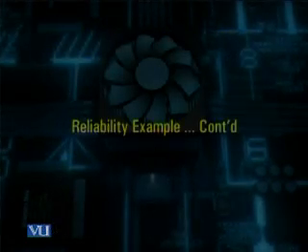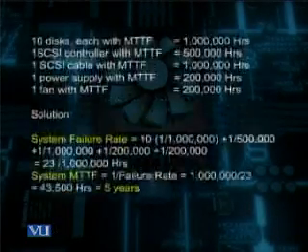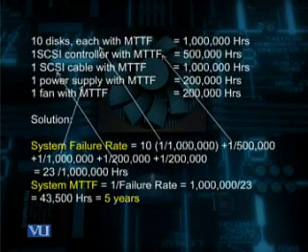For this purpose, we can assume that the disk has an MTTF of 1 million hours, whereas the SCSI controller has an MTTF of 500,000 hours. Again, the SCSI cable has an MTTF of 1 million hours, and the power supply and fan both have 200,000 hours each as the value of the MTTF.